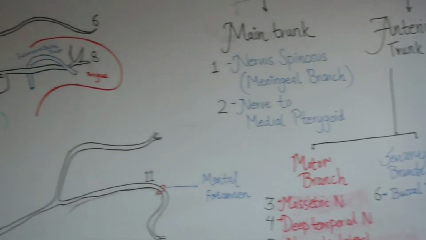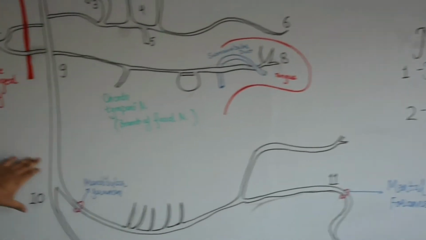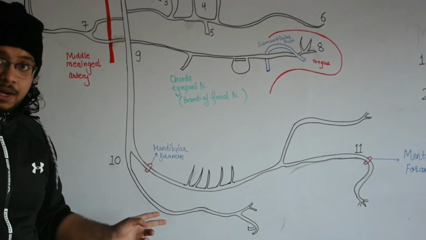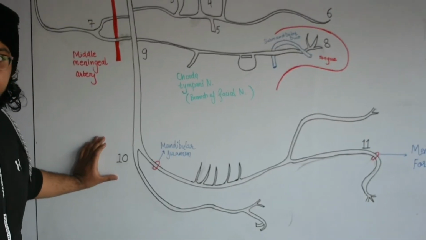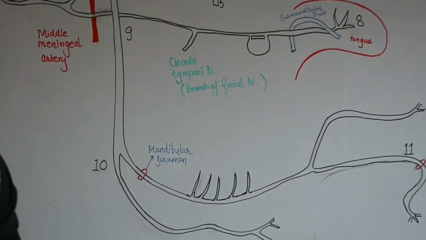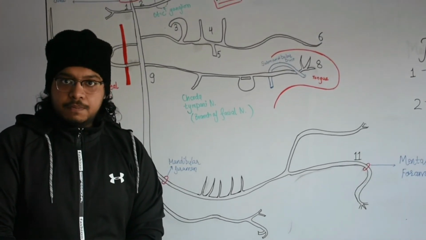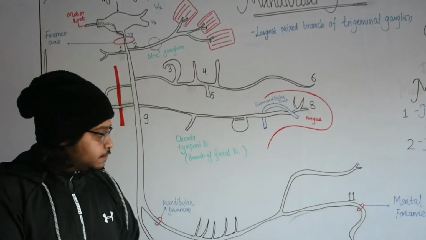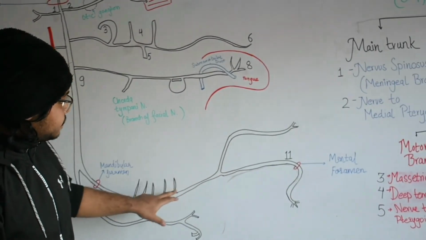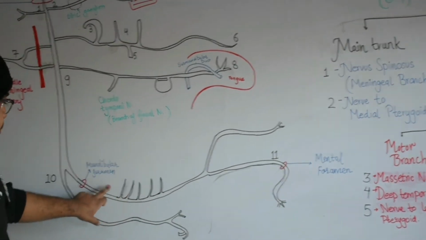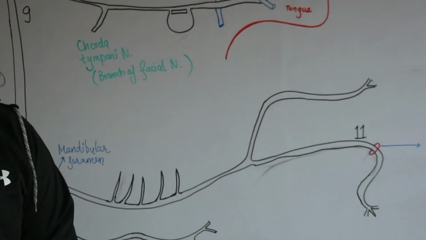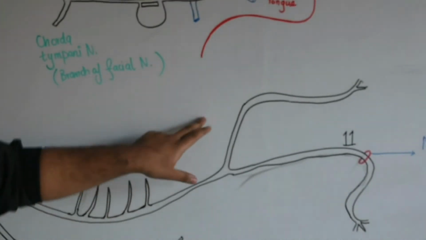Let's see in this figure. Before going into the mandibular canal through the mandibular foramen, it gives a motor root, a pure motor root, which supplies the mylohyoid muscle and the anterior belly of the digastric muscle. Now, see here. After this, it gives branches to the molar and premolar teeth, as these are the ones which supply the lower teeth.